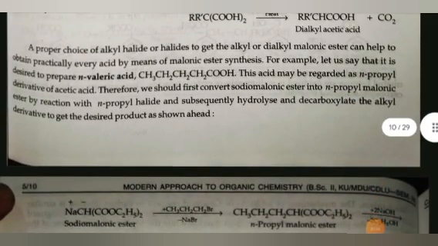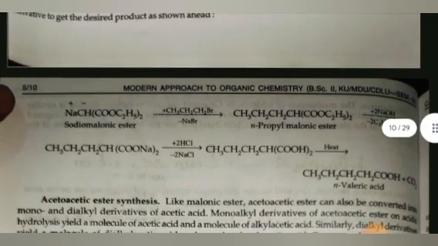A proper choice of alkyl halide to get the alkyl or dialkyl malonic ester can help to obtain practically every acid by means of malonic ester synthesis. For example, let us say that it is desired to prepare n-valeric acid. This acid may be regarded as n-propyl derivative of acetic acid. Therefore, we should first convert sodium malonic ester into n-propyl malonic ester by reaction with n-propyl halide, and subsequently hydrolyze and decarboxylate the alkyl derivative to get the desired product as shown ahead.